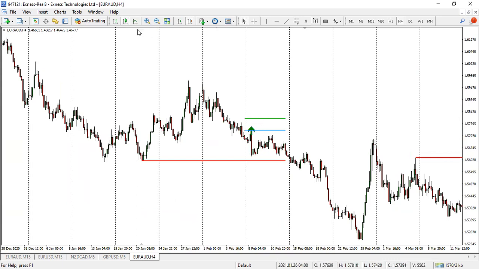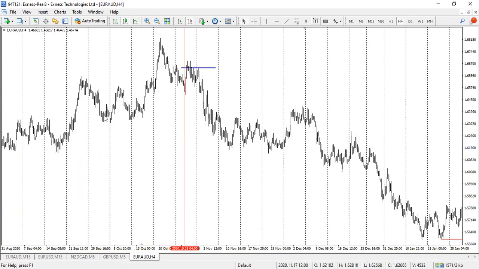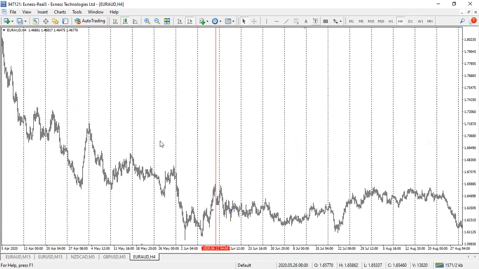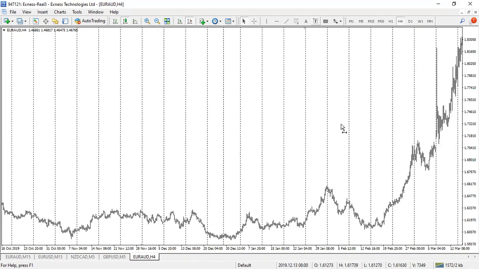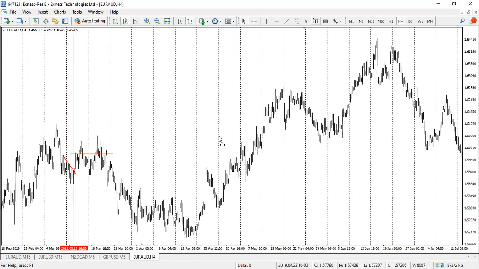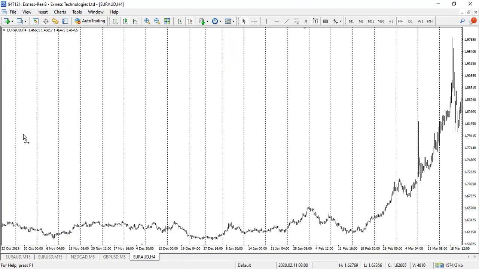You can see a buy, this one did not get to the target. Let's look for another opportunity.